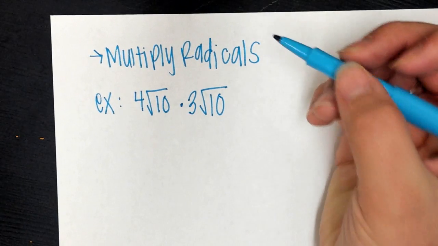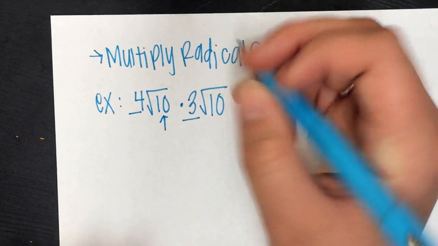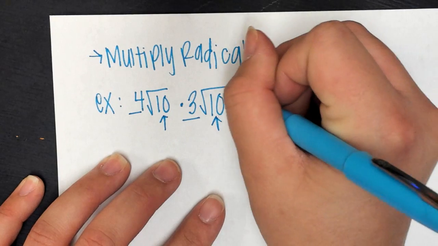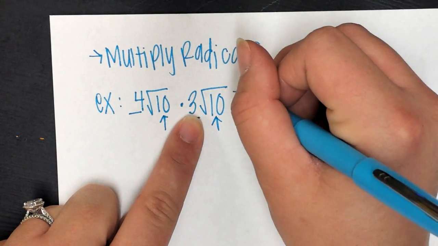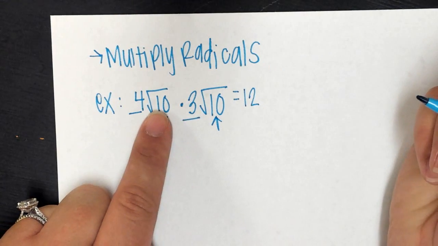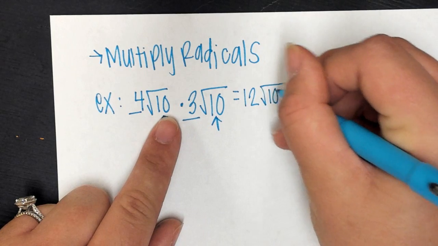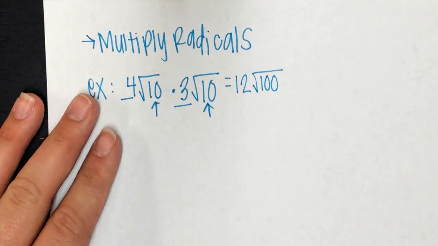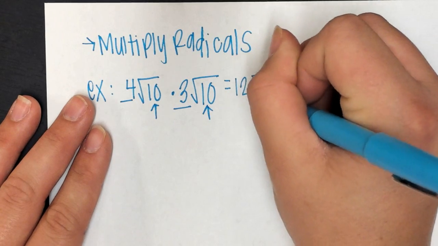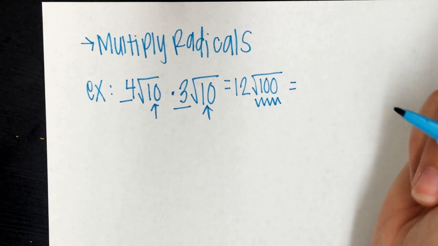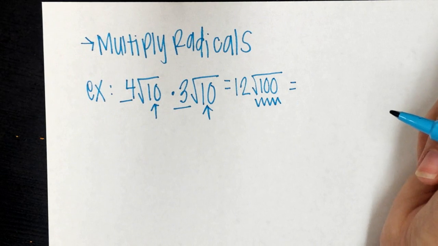Remember, you can only multiply outside with outside and inside with inside. So when I multiply the outsides, 4 times 3 is what? 12. Square root of 10 times the square root of 10 is square root of 100. But we have to simplify. These numbers, like 100, should be flashing lights in your eyeballs. Because it means something very, very important.